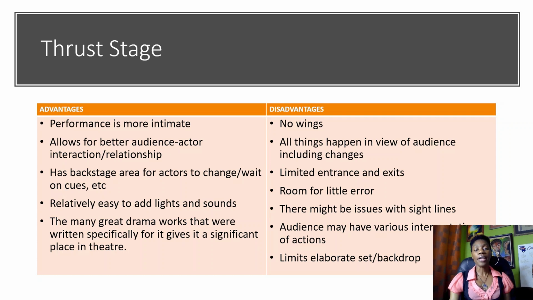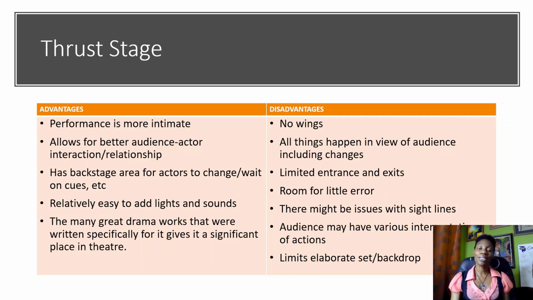Now, the fact that so many great dramatic works have been written specifically for this type of stage gives it a certain kind of significance in theatre. So therefore, we cannot discuss theatre and not discuss the thrust stage, especially when we look at that rich period of the Elizabethan. And Shakespeare is one of our popular writers across the world who is known for doing great works in theatre, and he wrote many of his works to be performed on the thrust stage.